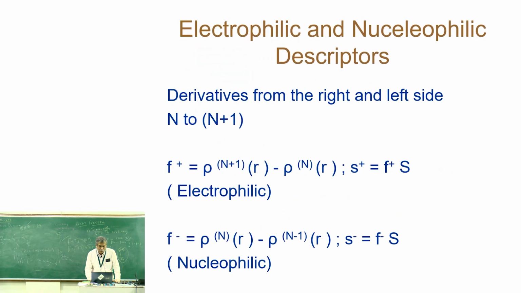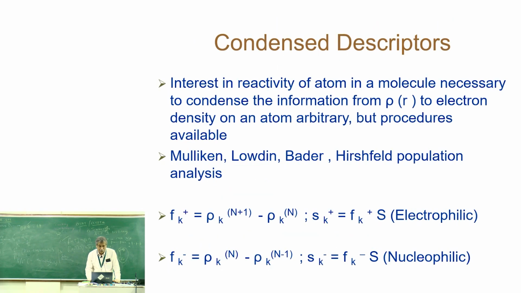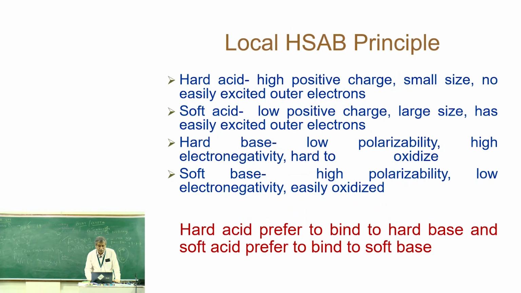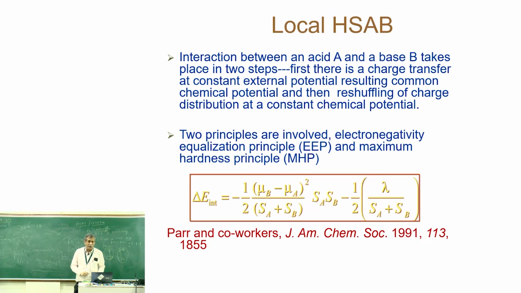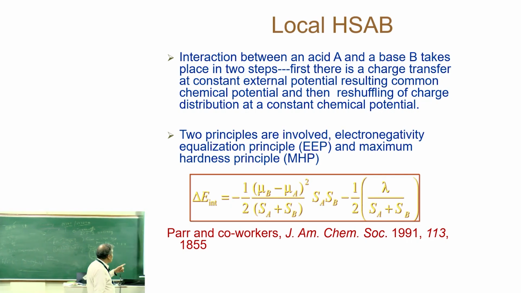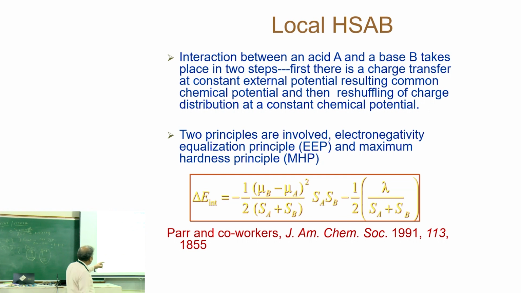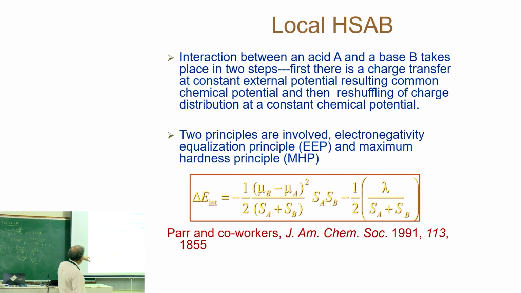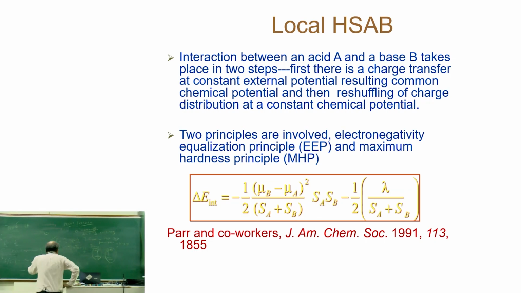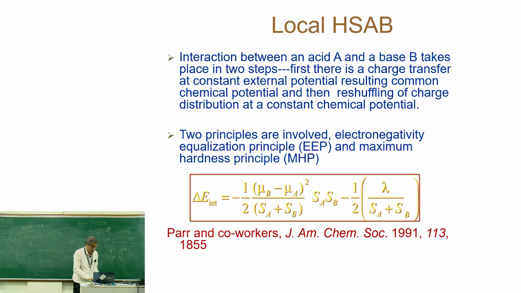Okay. So yeah, all this Pratim has already told: local softness, condensed descriptor. Yeah, so this is the local HSAB principle. I just wanted to end with this energy formula that you can see. I have chemical potential of A, chemical potential of B, total global softness of A and B, and then I can actually, this is local softness, sorry, s_A and s_B, and I think there is some error. One of them is local softness, one of them is global softness, both of them are not capital S. So this is the point of interaction which Parr and co-workers had actually written, but not with the local descriptor.